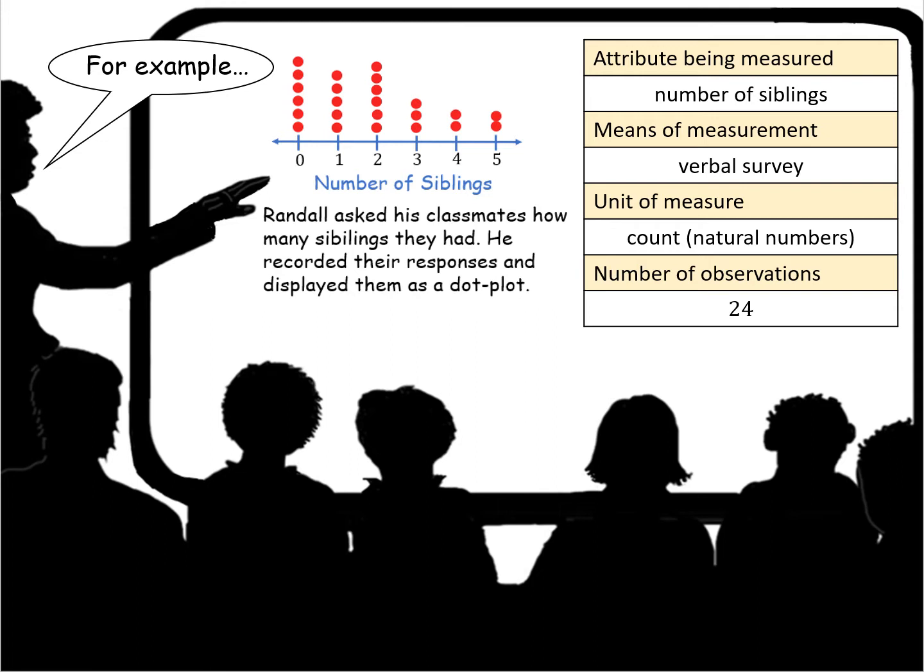a verbal survey. The unit of measure, well, the unit of measure is they count just regular counting, so the counting numbers. And the number of observations, if you count each one of the dots in the dot plot, these here, if you just count them up, then you would get 24, and that's the number of observations. So there are 24 dots.